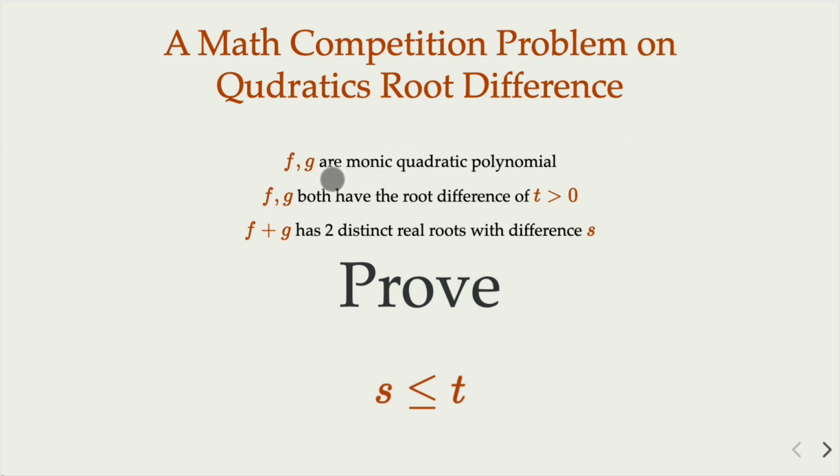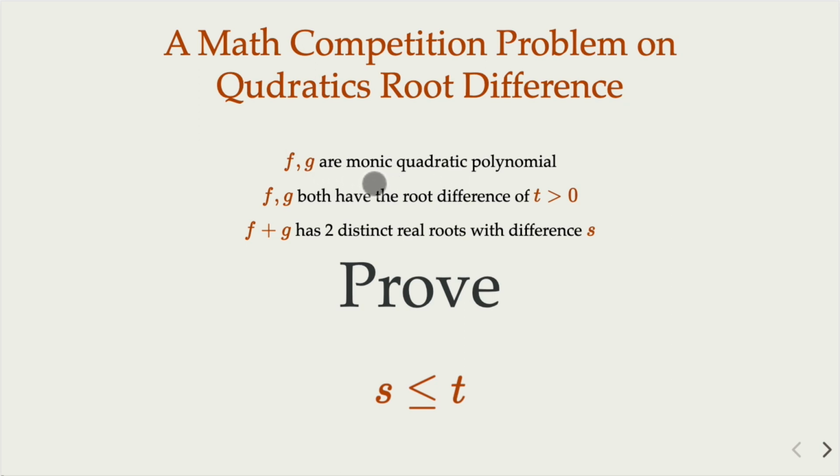Here we're given that f and g are monic quadratics. Remember, monic means the leading coefficient is 1. That is, the typical expression for a quadratic is ax squared plus bx plus c. Here a is equal to 1.